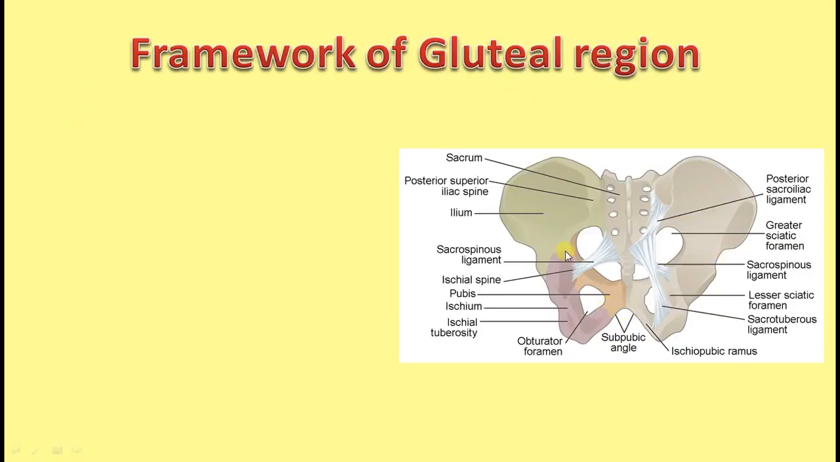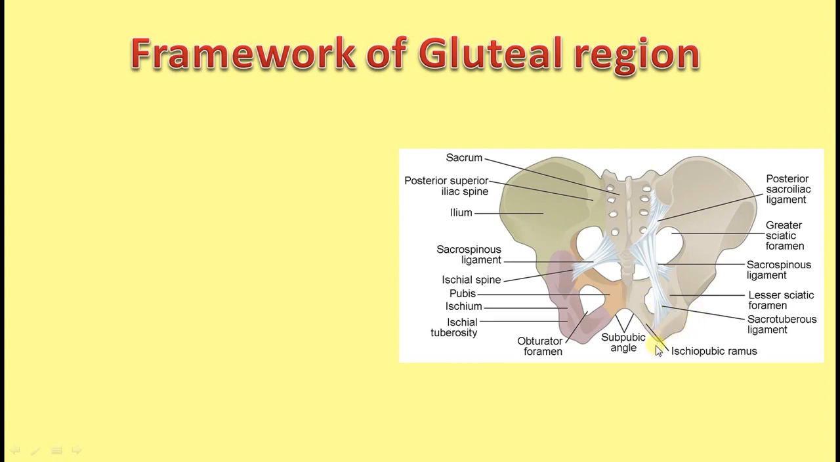So now coming to the framework, that is the bony as well as the ligamental framework of the gluteal region. So what are the bones and ligaments which form the gluteal region? So mainly the iliac crest and the dorsal or the gluteal surface of the ilium, the posterior surface of the body of the ischium, ischial spine, ischial tuberosity and to some extent the ischiopubic rami. So mainly the dorsal parts of the hip bone, to simply tell it in simpler terms.